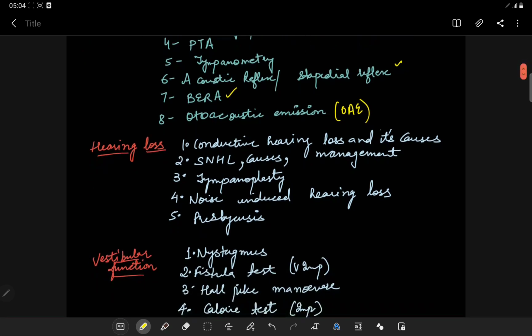In hearing loss, conductive hearing loss and its causes is important. We have sensorineural hearing loss, and we have some causes and management of it. Then tympanoplasty, very important. ये question बहुत favorite होता है tympanoplasty का, various types of tympanoplasty. So we must know about the 5 types of tympanoplasty. Then we have noise induced hearing loss, and what type of graph we get in that, the downsloping graph. So that is important.